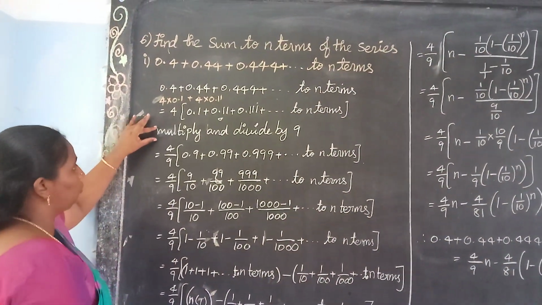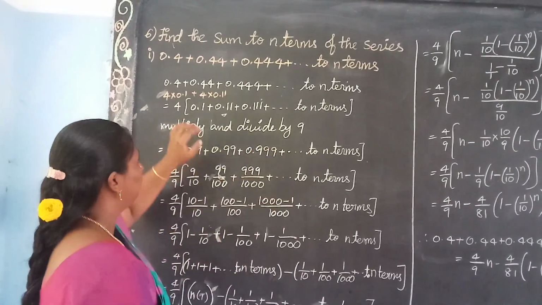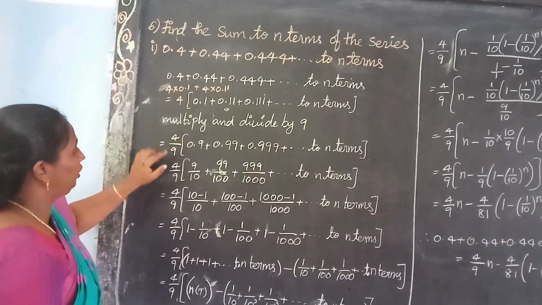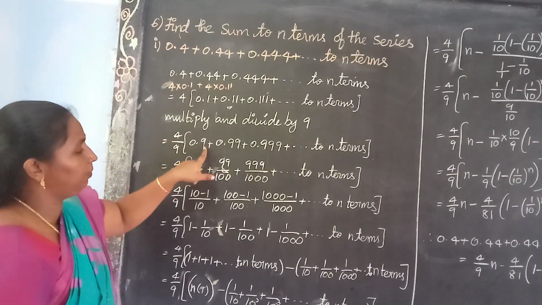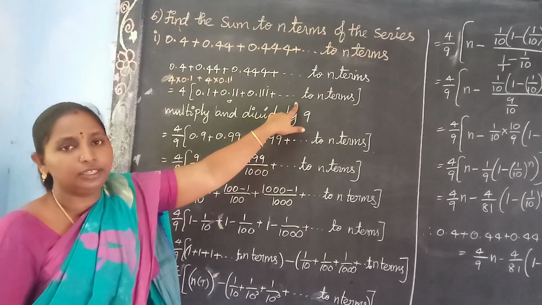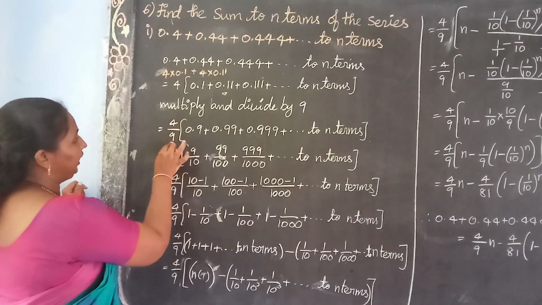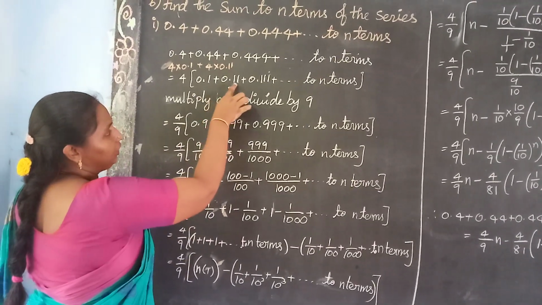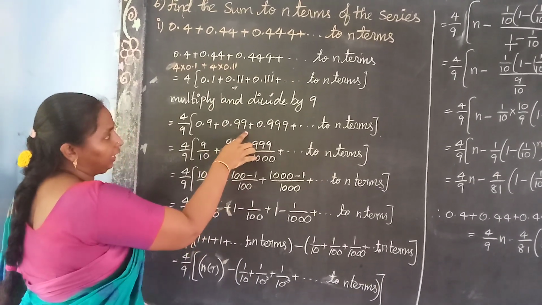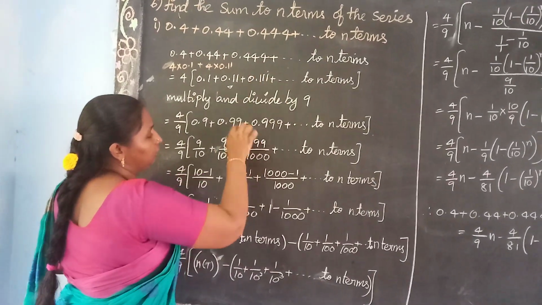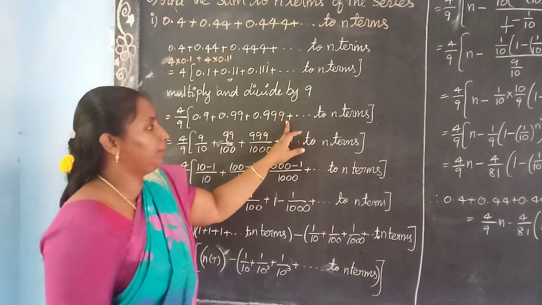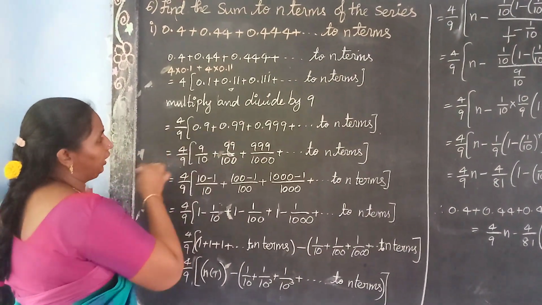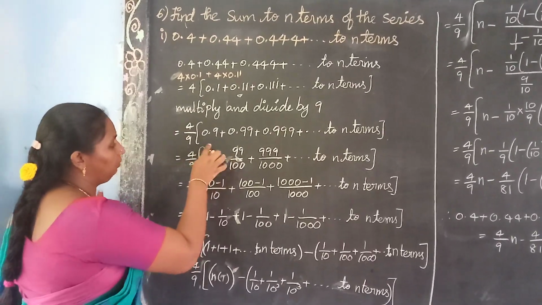So next we are going to multiply and divide by 9. If you multiply and divide by 9, the value does not change. Okay, so divide by 9 outside, and multiply by 9, you have to multiply each term in this bracket. So write 4 by 9. If you multiply 0.1 into 9, you get 0.9, plus 0.11 into 9 is 0.99, 0.111 into 9 is 0.999, and plus and so on to n terms. So write 4 by 9, 0.9. It is in decimal, so I am going to convert it as a fraction.